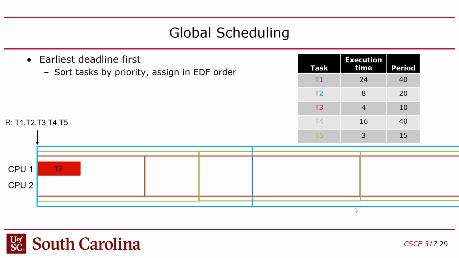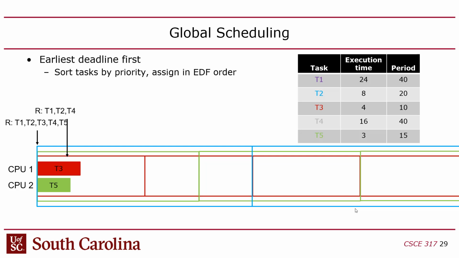So what's the next highest priority task? Green's the next line. What's green? Green is 5. So we're going to put 5 on CPU 2, and we're going to run those two in parallel. Now, T5 has a shorter execution time than T3, but that doesn't matter. What mattered was where these deadlines are.